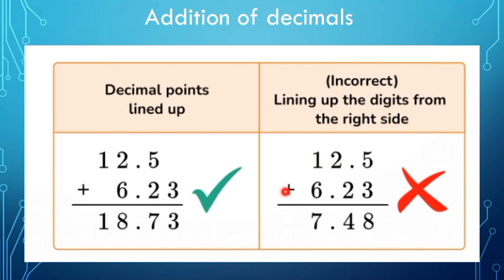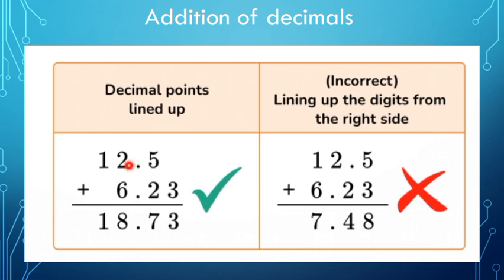12.5 plus 6.23. Don't align the units place, the tens place, the hundreds place and so on like that, and add to get 7.48. Don't do this. This is the wrong method. You are ignoring the decimal point, but the decimal point should be considered. And how can a greater number give a smaller output after addition?